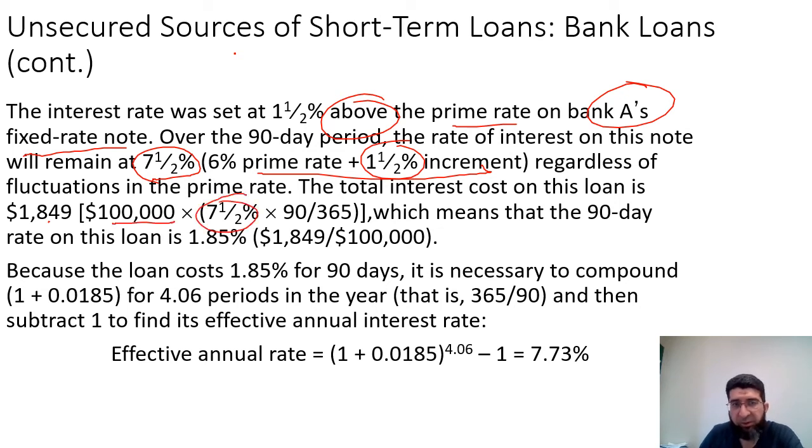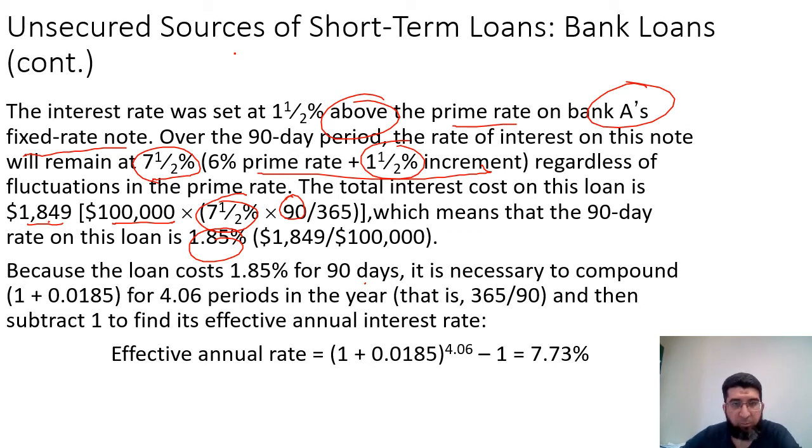The total interest that is supposed to be paid, with 90 days divided by 365, applies to only 90 days. So this is the interest that has to be paid, which means that the 90-day rate on the loan is 1.8%. If you directly divide the amount of interest that we are going to pay by the amount borrowed, it will give us an effective rate of 1.85%.